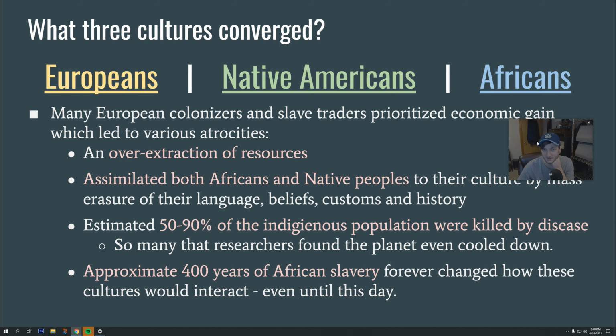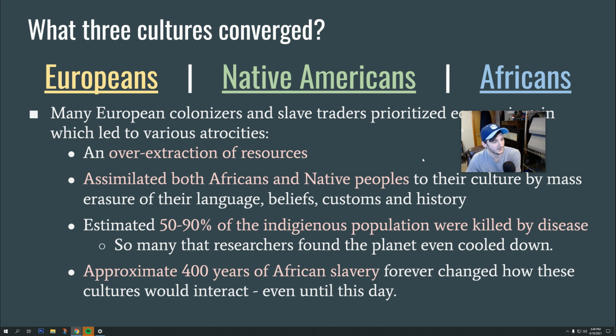If this doesn't make sense to you, you will learn about this in your academic future. Basically, us humans produce methane, whether inadvertently or directly, meaning it's built up greenhouse gases that warms the earth and may be the destruction or future destruction. But that's a different class. And then lastly, it's an approximate 400 years of African slavery. This forever changed how cultures would interact, even until this very day.